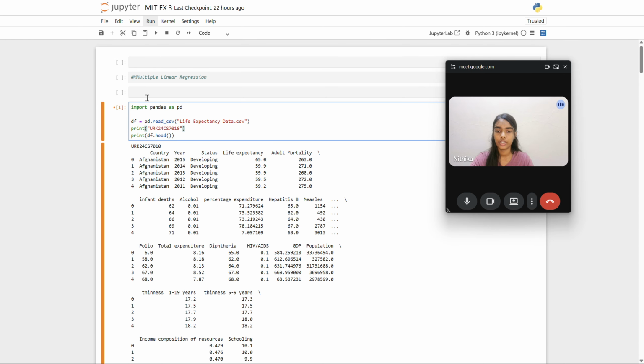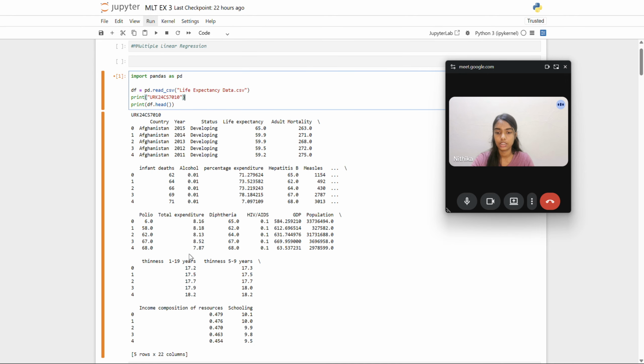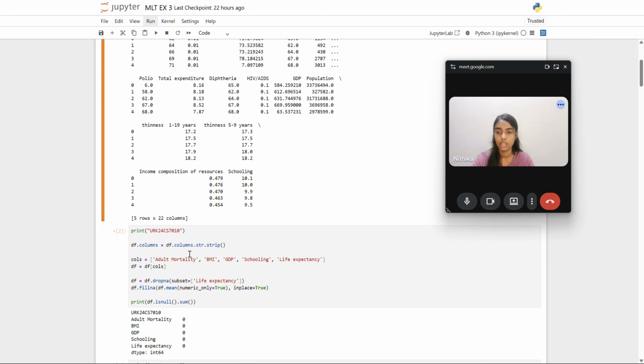So first we are going to do multilinear regression. Here we have used a dataset called life expectancy data. This head is used to display the first five rows of the dataset. So these are the outputs that got generated.